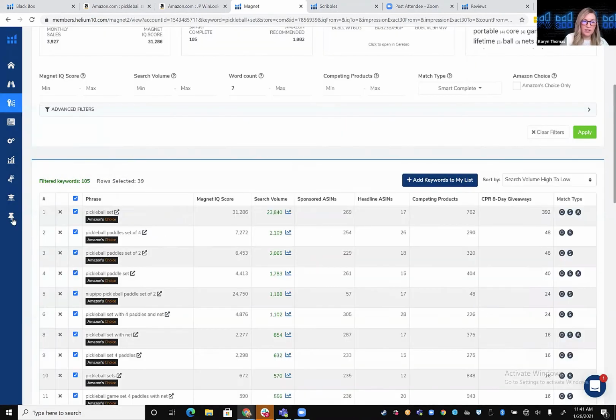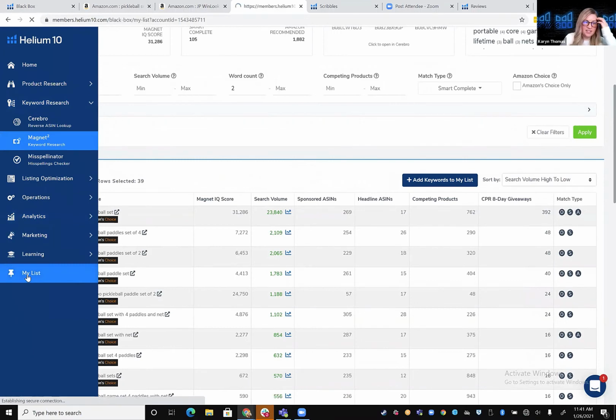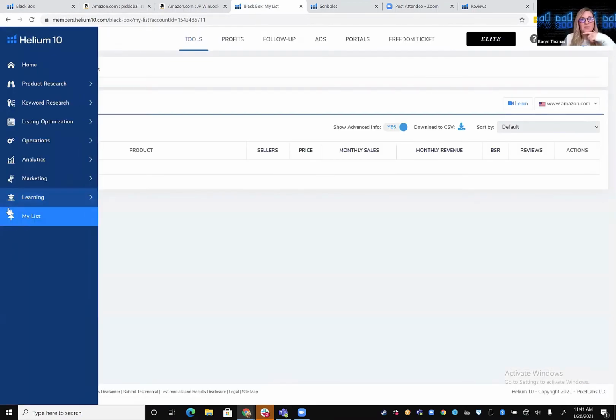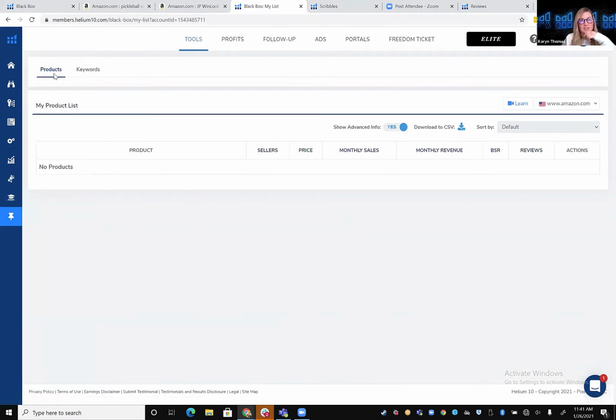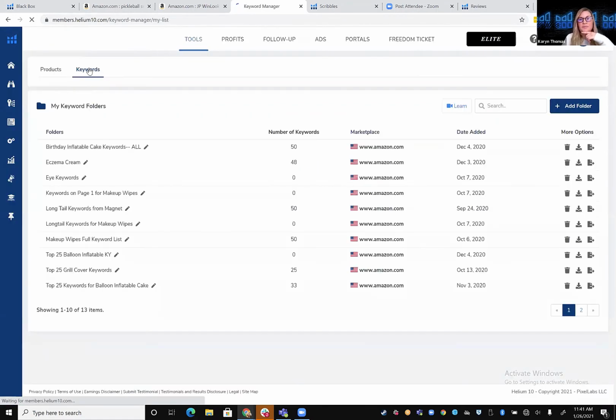And so it's really cool. This is a great place if you've done any product research. Now we have this keyword research where you can find your list and organize. So you can see there's a products tab if you've done product research, and then there's a keywords tab that you can go through to manage and organize this. And then you can take it to different places like Scribbles.